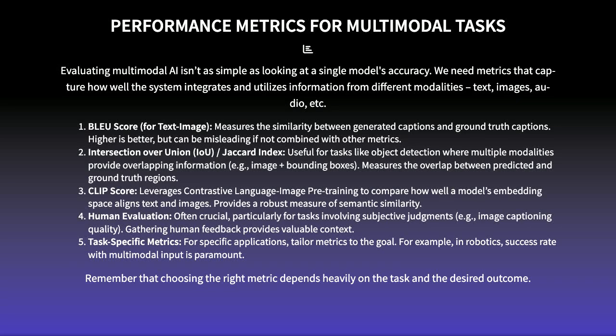Okay, so when we're building these multimodal AI systems combining things like text and images, it's really important to understand how well they're actually working. Simply looking at a single accuracy number isn't enough. We need some specific metrics that tell us about the integration of different types of data. Things like BLEU score, which measures similarity between captions and what the model generates, can be useful. Then there's intersection over union, good for tasks where we have overlapping information like bounding boxes and images. CLIP score is also getting popular because it looks at how well the model's understanding of text and images aligns. And let's not forget human evaluation, often a critical part of assessing the quality, especially when things are subjective. Finally, always consider metrics that directly relate to your specific application's goals.